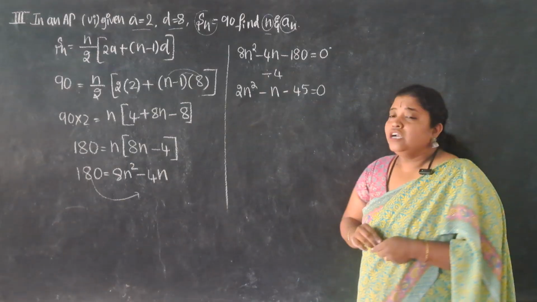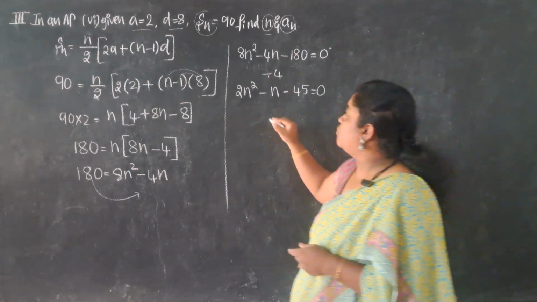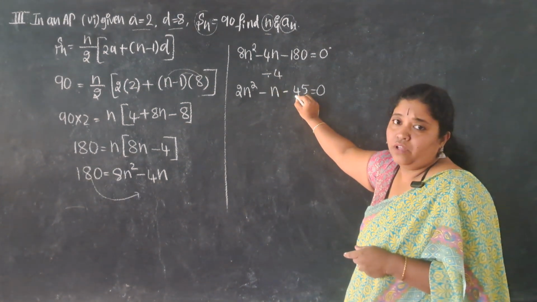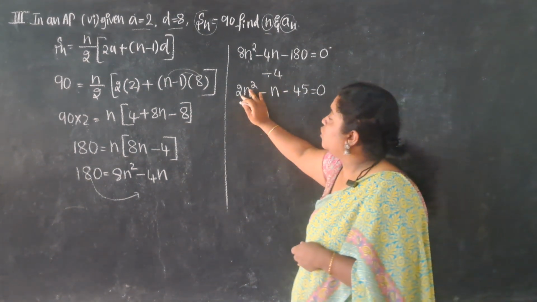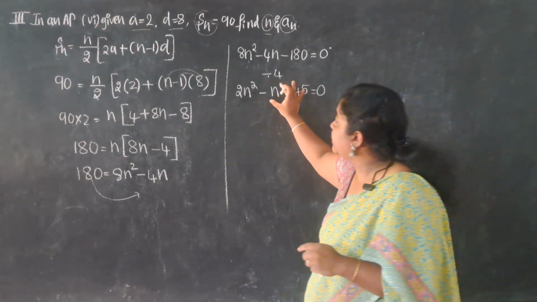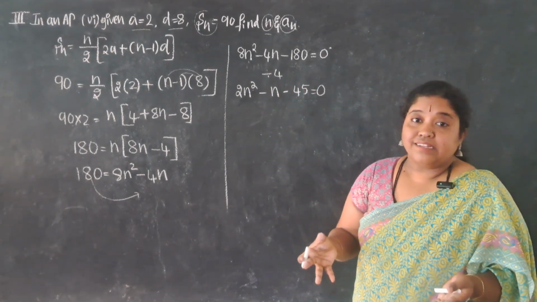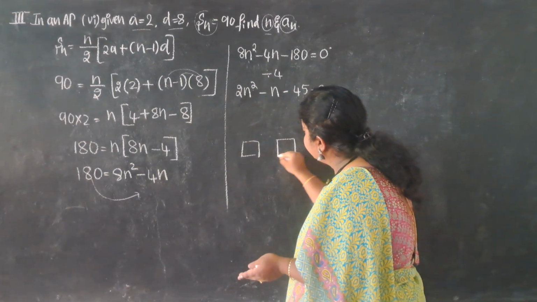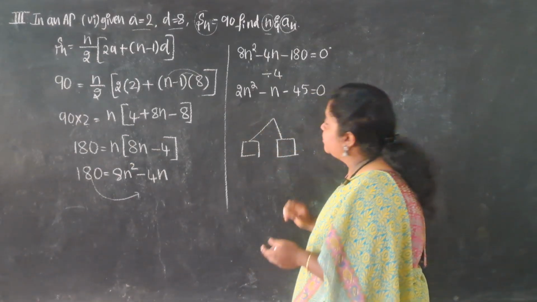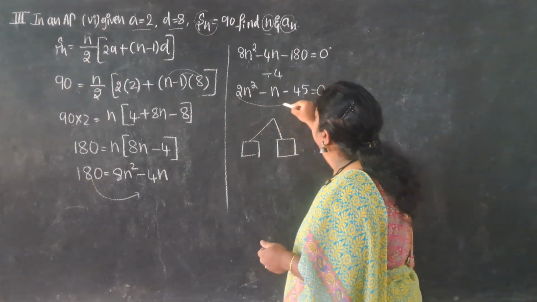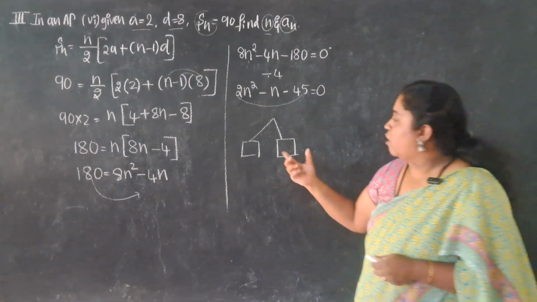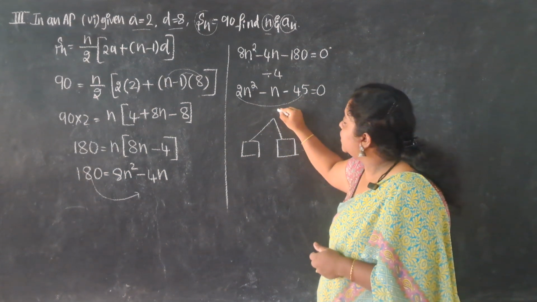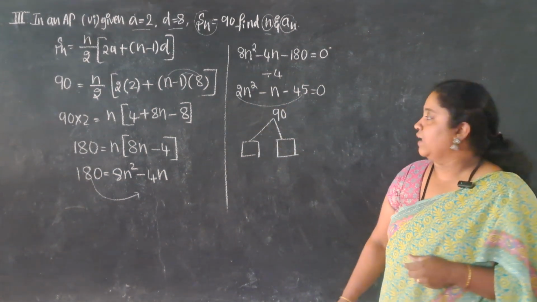Now, to split the middle term, I should write down the coefficient of n square, the coefficient of n, and the constant value. You people know that whenever I split the middle term, I should split in such a way that the product of these two numbers must be the product of these two, dear. You see, 45 into 2 is how much? 90. Okay, 45 2s are 90.